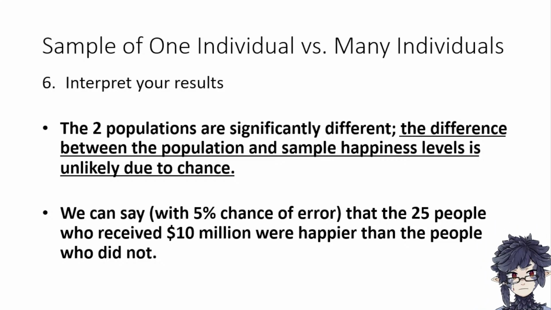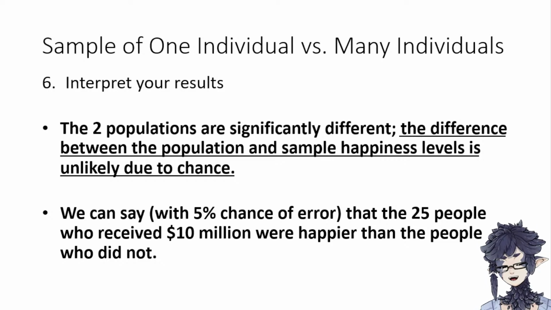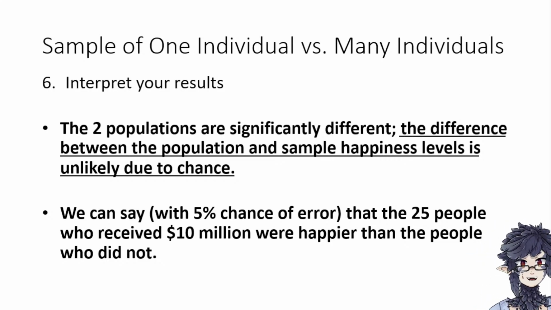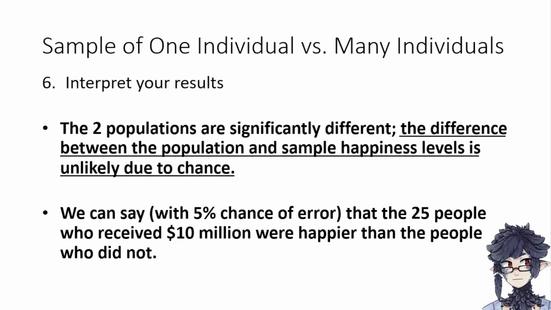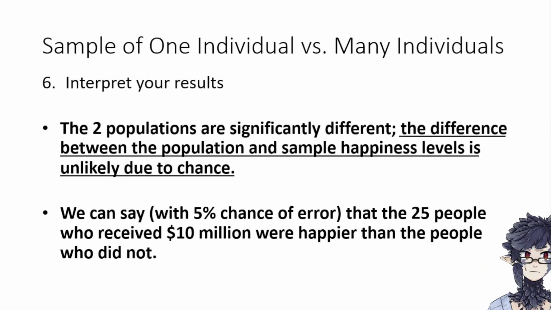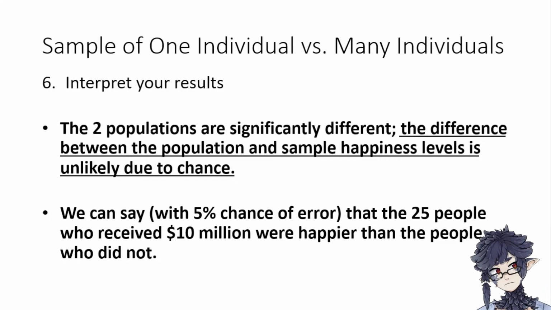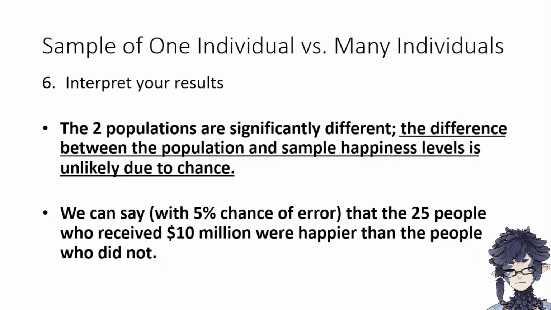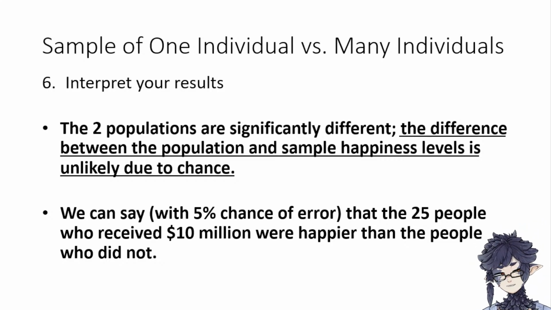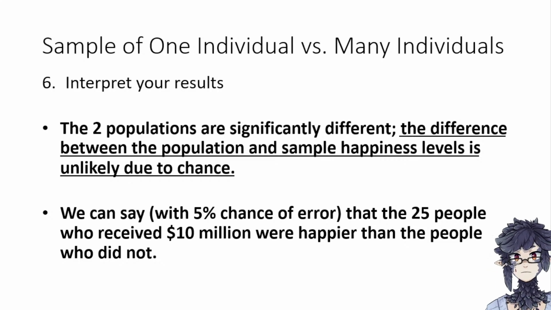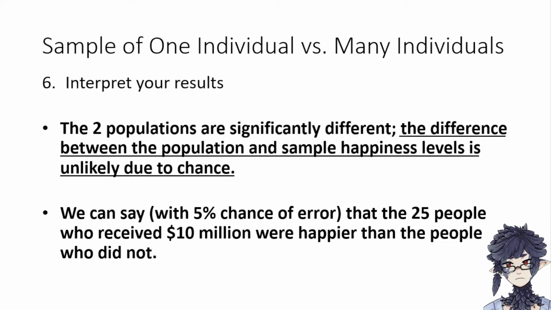Anyway, we have rejected the null. The two populations are significantly different. We've concluded that it's highly unlikely that the difference between our population and the sample was due to chance. We can say with a 5%, or in this case, less than 5% chance of a type 1 error, a false positive, that the 25 people who received the $10 million were happier than the people who did not.